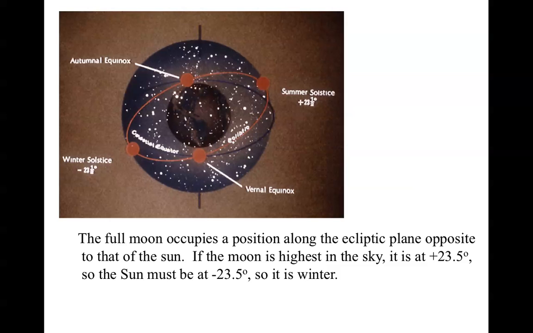Whereas on December 21st, when the sun is only rising to a bit above the horizon, the moon is rising to almost straight overhead when it's full.